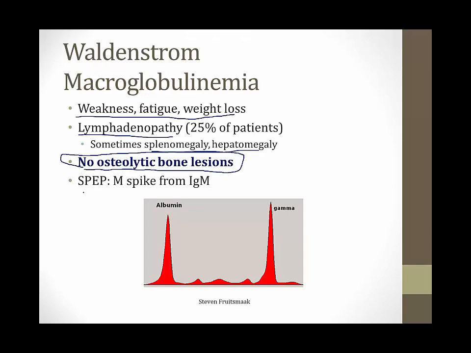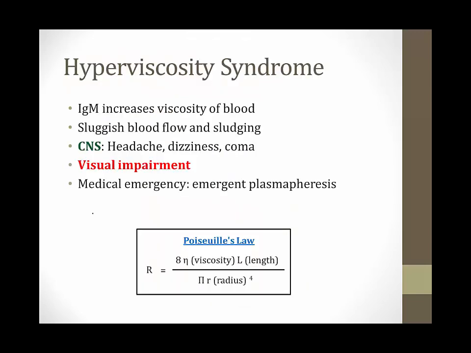If you do an SPEP in this disorder, you will see an M spike just like in multiple myeloma. However, if you characterize the M spike, you will find that it's coming from IgM, not IgG or IgA or light chains as is seen in multiple myeloma. The key feature of this disorder that you want to understand for step 1 of the boards is that it leads to a hyperviscosity syndrome.